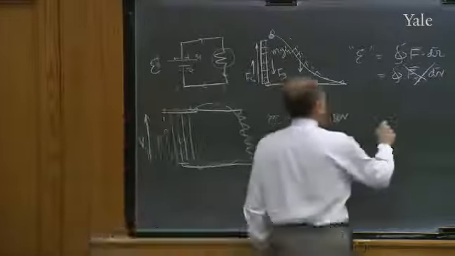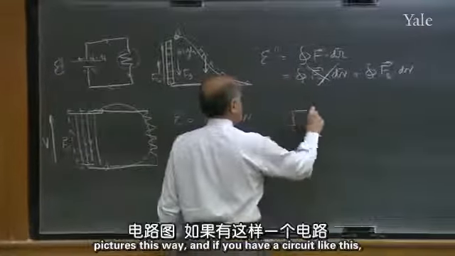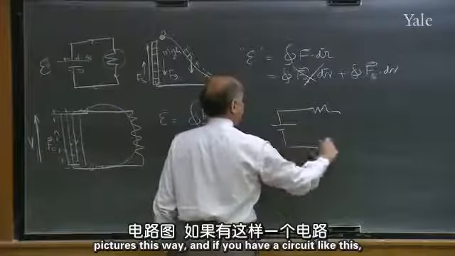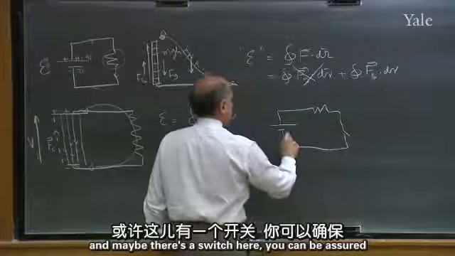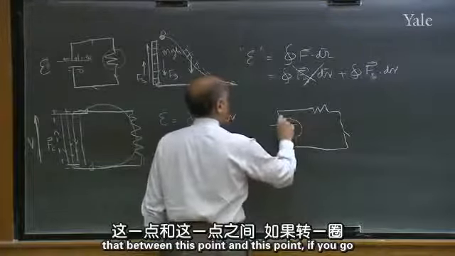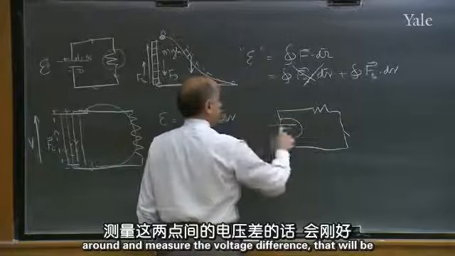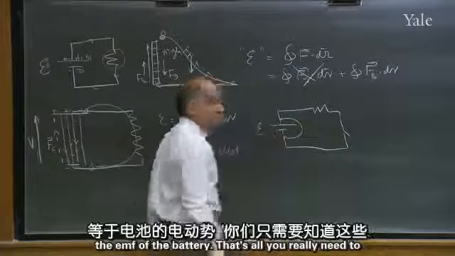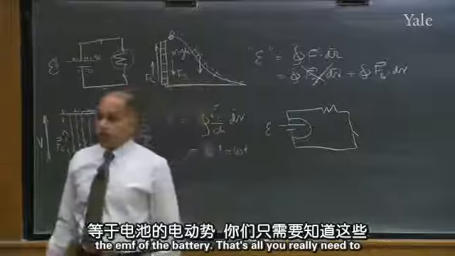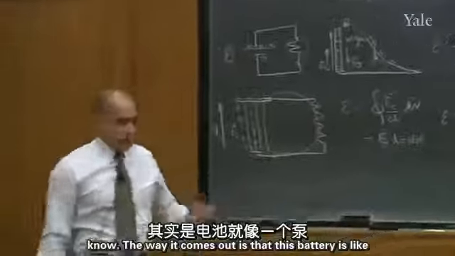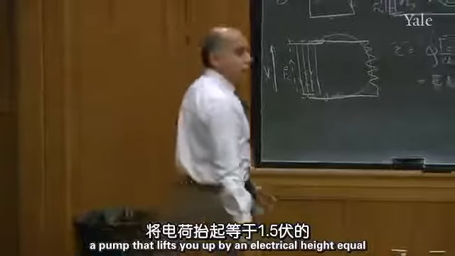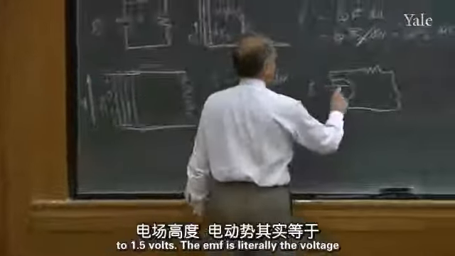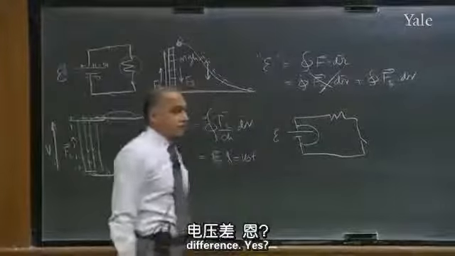Now, if you don't want to know the whole details, you can go back to drawing pictures this way, and if you have a circuit like this, and maybe there's a switch here, you can be assured that between this point and this point, if you go around and measure the voltage difference, that will be the EMF of the battery. That's all you really need to know. But the way it comes out is that this battery is like a pump that lifts you up by an electrical height equal to 1.5 volts. EMF is literally the voltage difference.